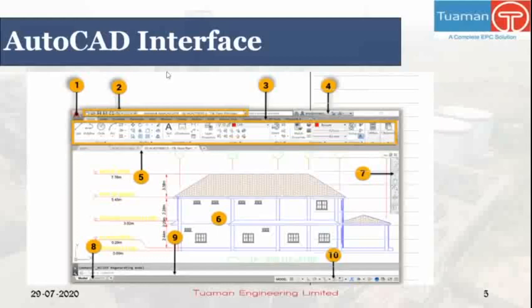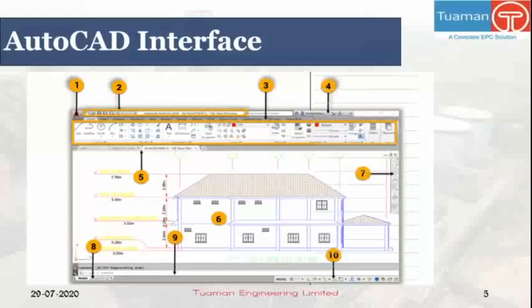Fourth one is Info Center. It provides information related to keyword searches, product updates, and announcements. Fifth one is Drawing Tabs, which provides the list of opened drawings in tabs format. Sixth one is Drawing Area. It displays views, sheets, schedules, and other elements of the project. Newly opened views display on top of other opened views in the drawing area.